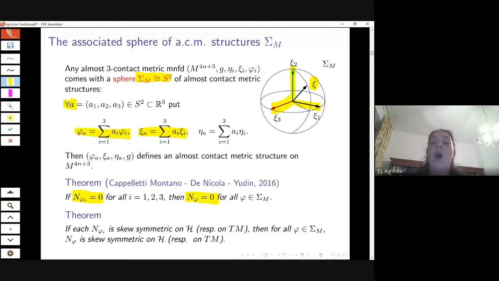Very useful. Unfortunately, for our applications, we will not need the situation that the Nijenhuis tensors are vanishing, but we need that they are skew-symmetric. And we need this skew-symmetry in two different flavors, namely, first flavor is skew-symmetric when restricted to H, and skew-symmetric on the whole tangent space. And what we proved is that the same conclusion holds. If this is true for the three fundamental almost complex structures, then it's true for all almost complex structures in this associated sphere. So we see that the sphere somehow inherits the properties of the three structures you started with. Good.